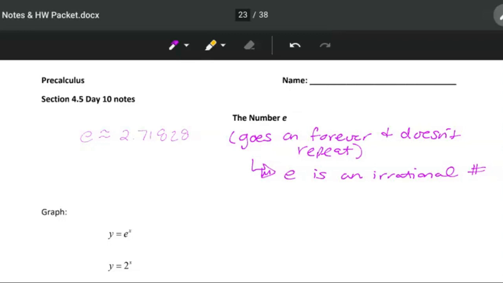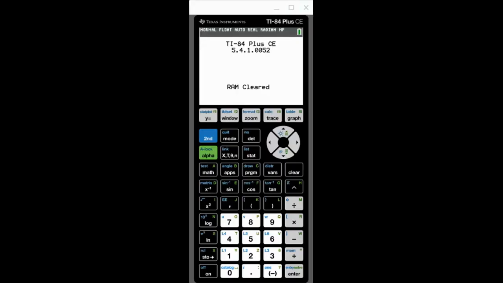If you ever forget what e is, you can just type it in on your calculator and it'll give you what number it is. So I'll show you that next. On your calculator, e is the division symbol. You can press second divide to get an e, and then you can press enter so you can see that specific number.